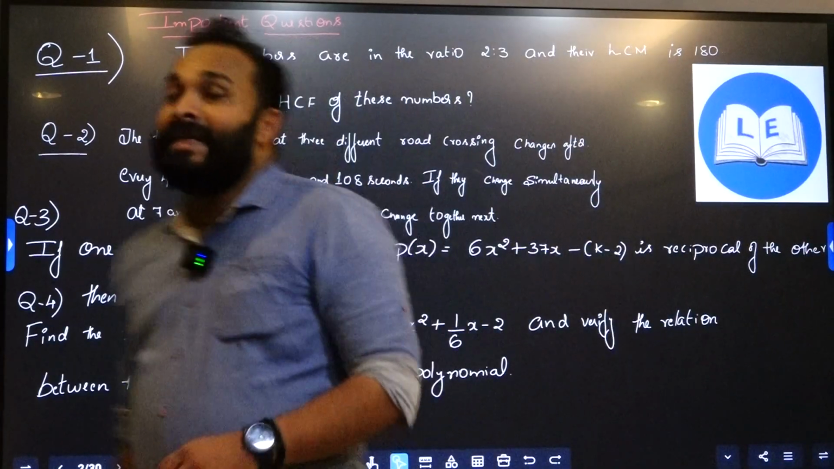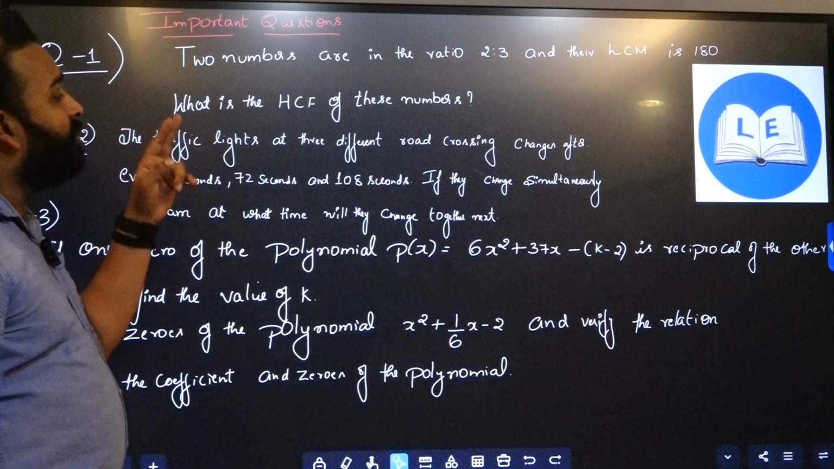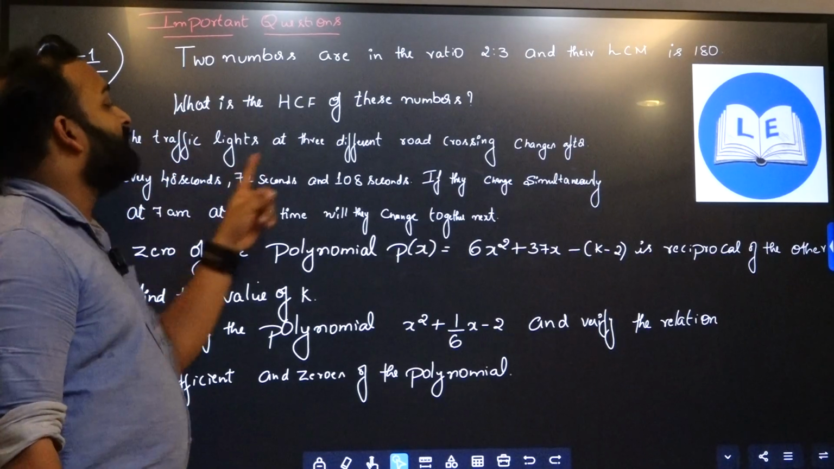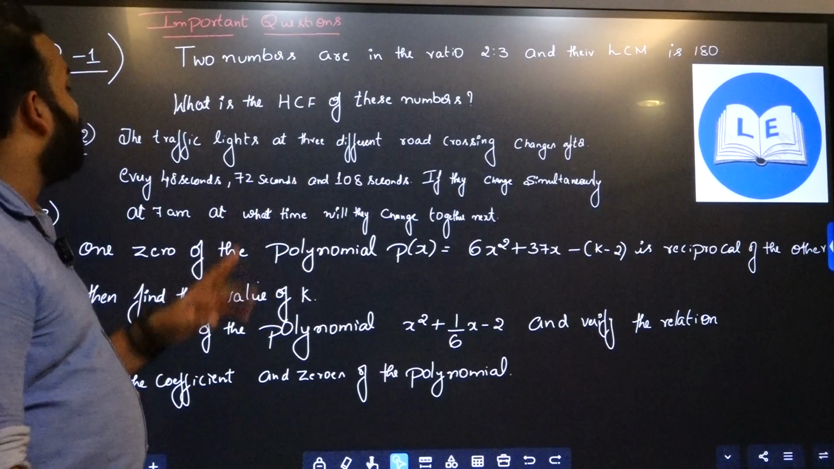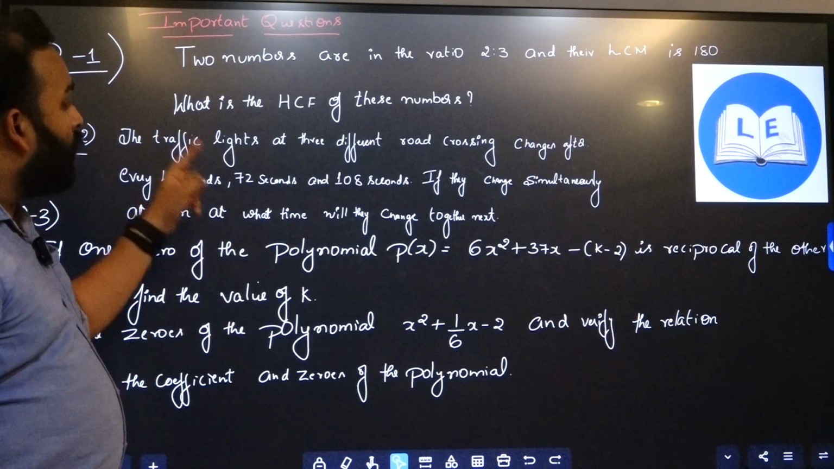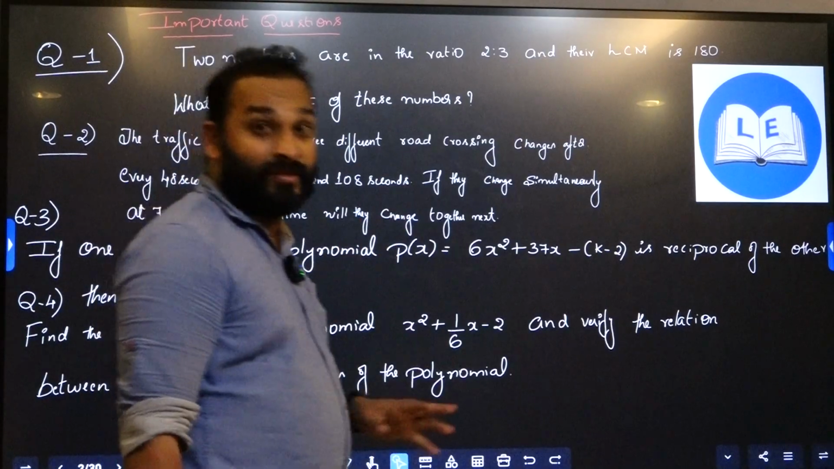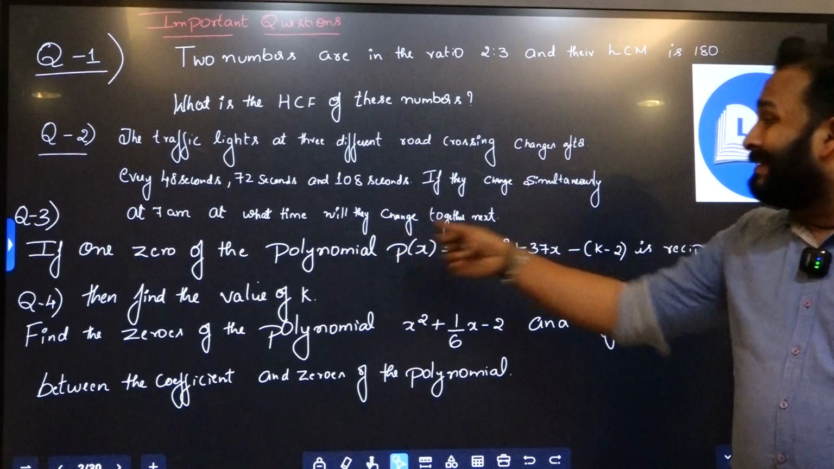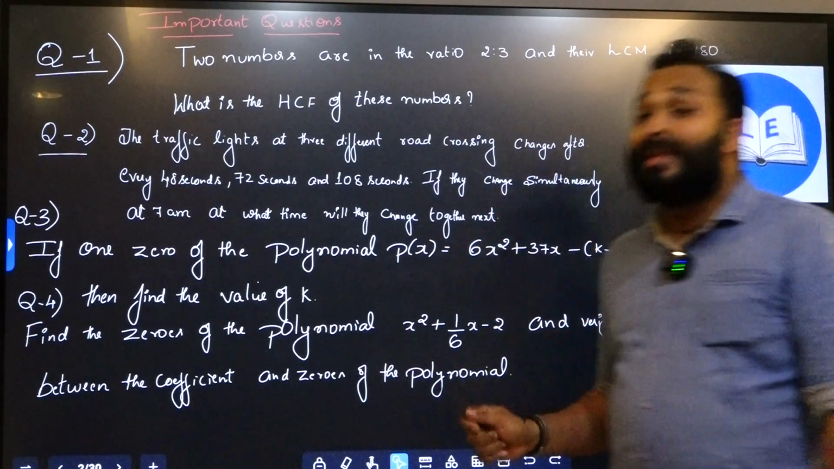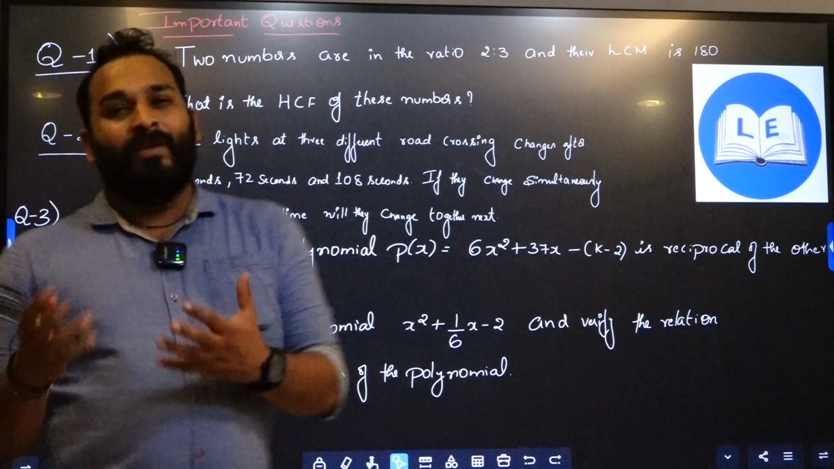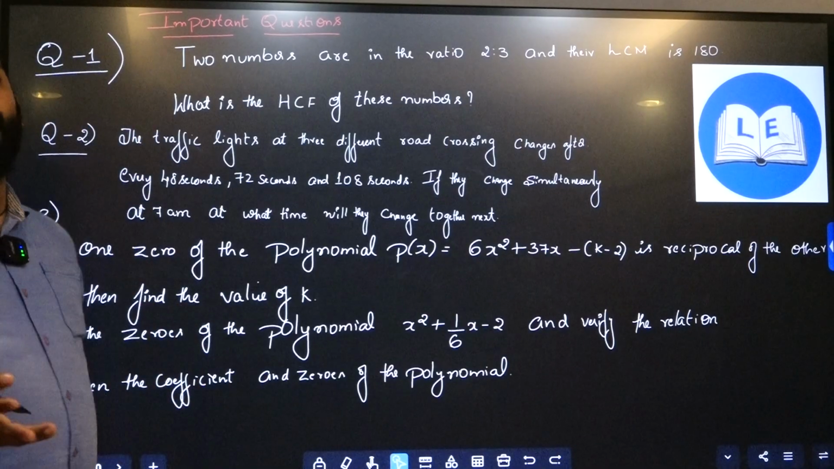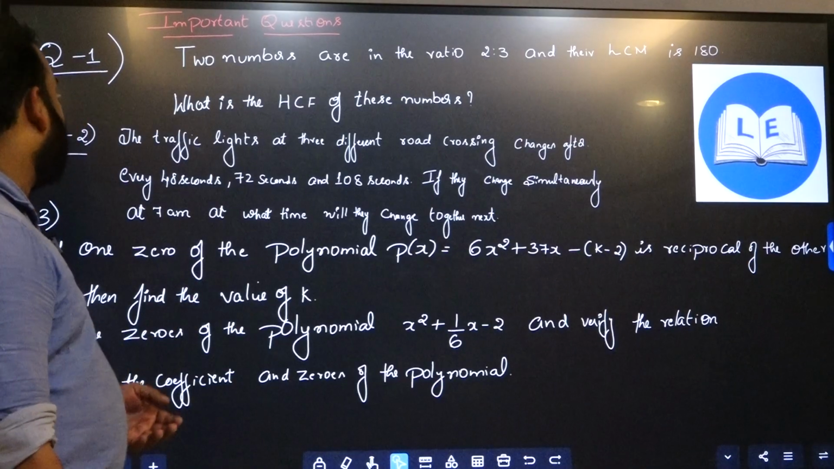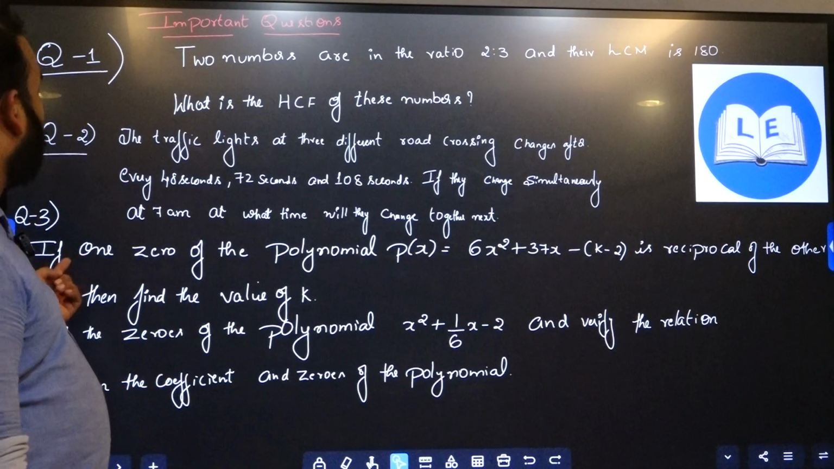Question 2: Traffic lights at 3 different road crossings change after every 48 seconds, 72 seconds and 108 seconds. If they change simultaneously at 7 a.m., at what time will they change together next? This is also an important, tricky question, and they ask you to find the time when they will change simultaneously the next time. We will use the basic concepts of real numbers, basically the LCM and HCF concept, and we will be able to solve that.